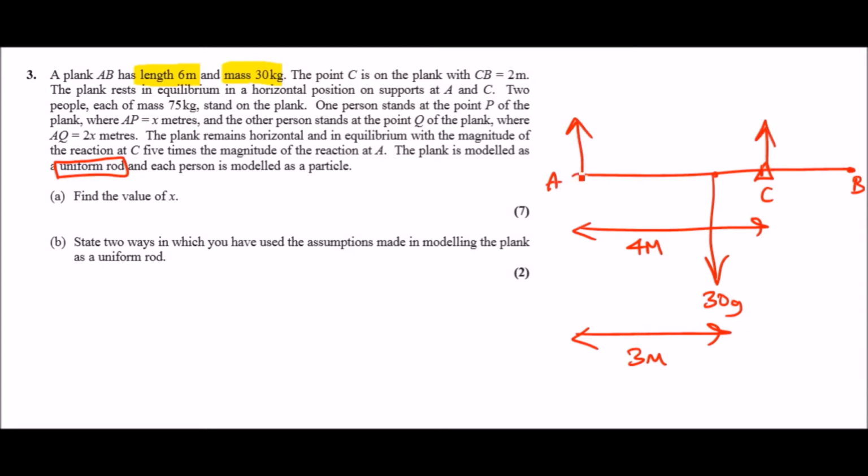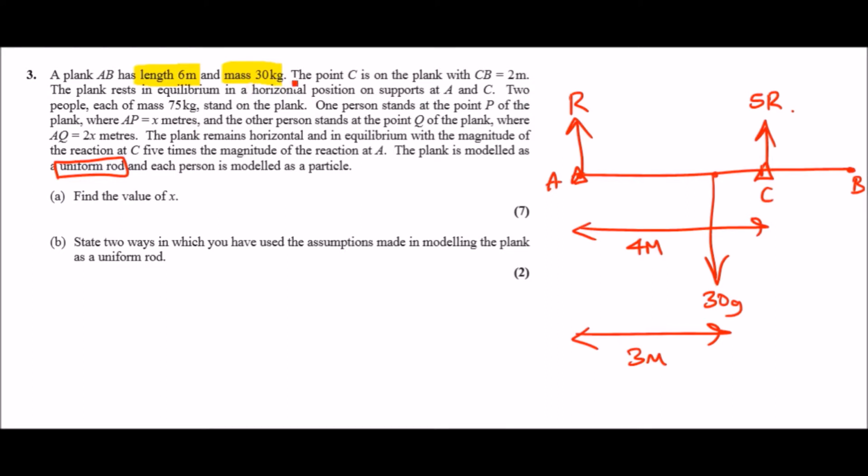Before I carry this on, I want to see if the reactions have any values. And yes, if you look at this line here, the plank remains horizontal and in equilibrium with the magnitude of the reaction at C 5 times the magnitude of reaction A. So if the magnitude at A was say R, then C would be 5 times R. Okay, that's cool. Now let's carry on where we left off.